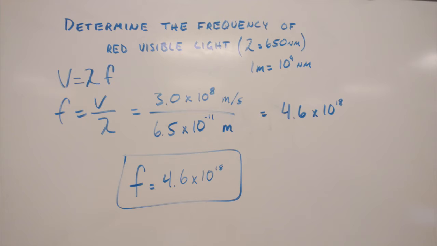If we solve for frequency, it's velocity divided by wavelength. So the velocity of visible light is 3.0 times 10 to the 8th meters per second. The wavelength, after we convert the nanometers to meters, would be 6.5 times 10 to the negative 11th. And if you put that in the calculator, you get an answer of 4.6 times 10 to the 18th. And that would be your frequency.